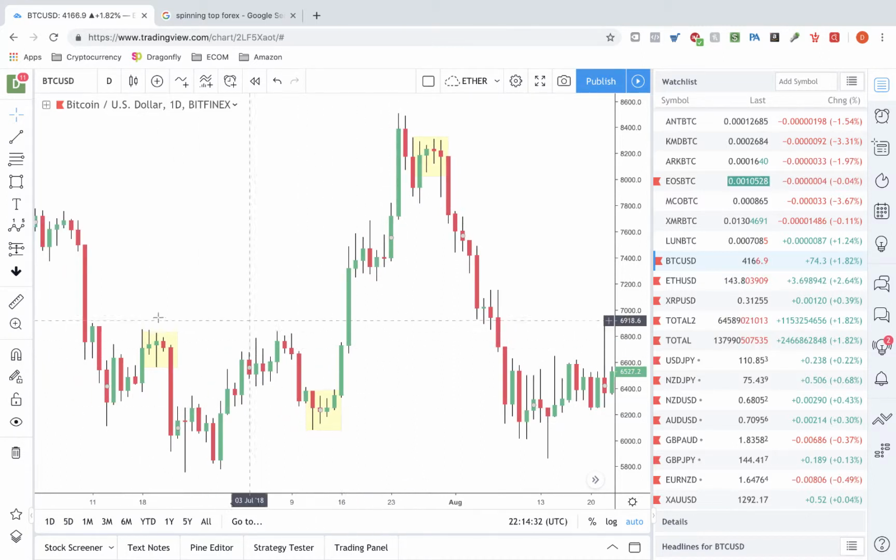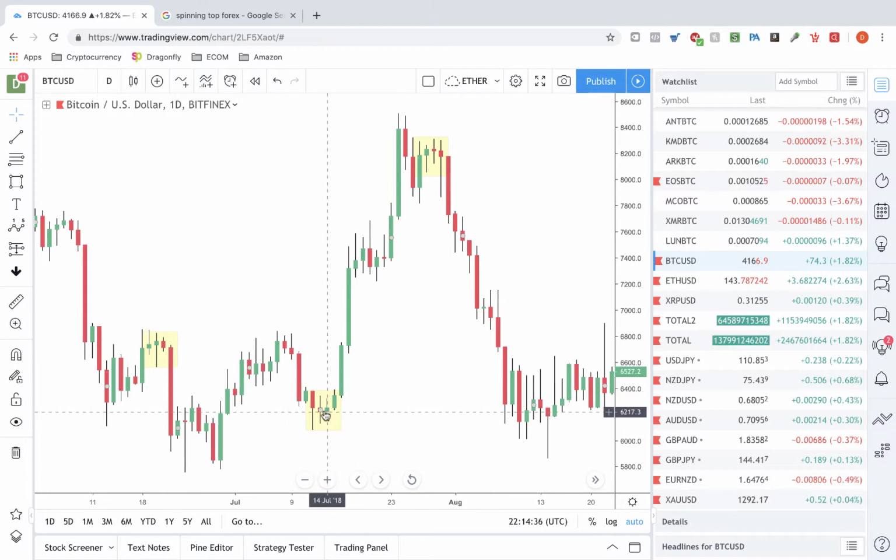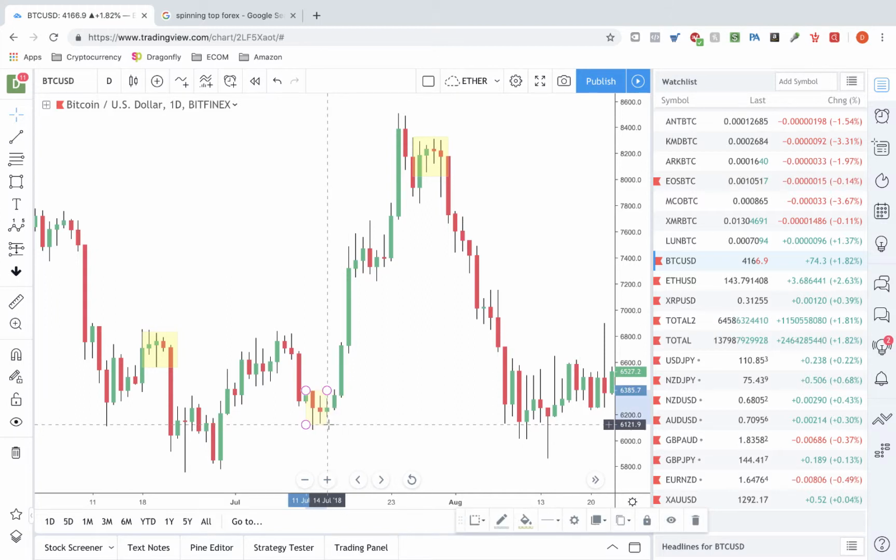And if you also notice, you've got a head and shoulders here. So on the right shoulder, you've got two dojis that pop up here, two spinning tops right here. Okay, two spinning tops on resistance or on support and on a right shoulder. Okay, beautiful, perfect setup.